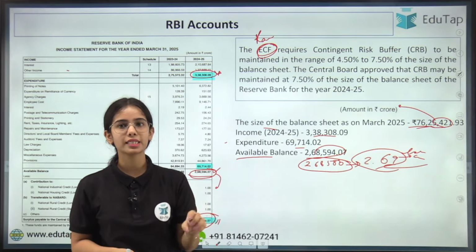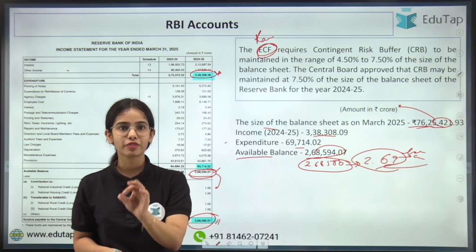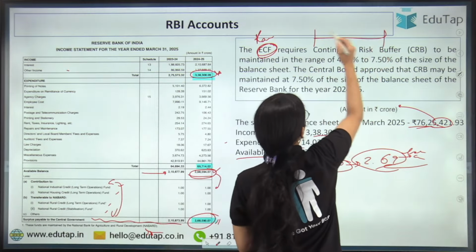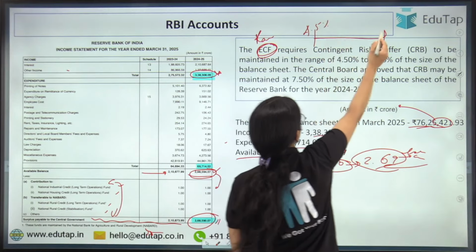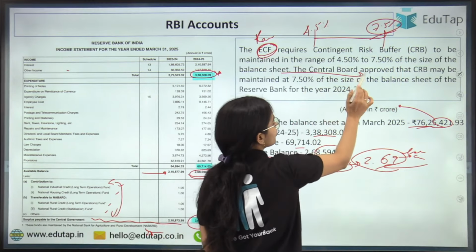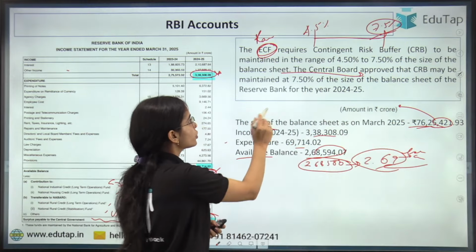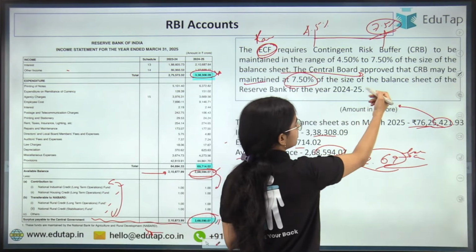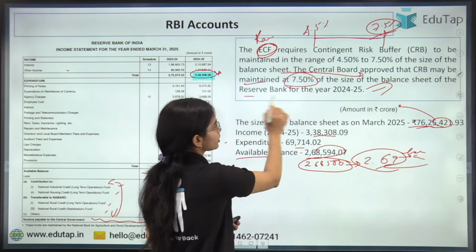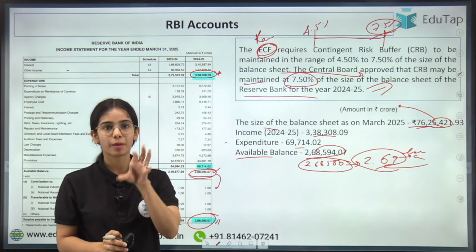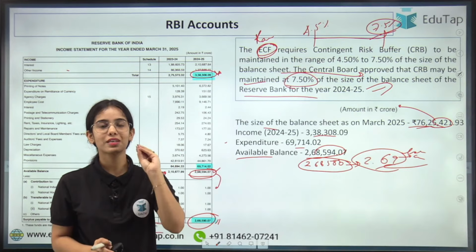Just the basic idea is that in the revision of the Economic Capital Framework, the contingent risk buffer range has been made from 4.5% to 7.5%. Now the Central Board of the Reserve Bank of India has decided to maintain the contingent risk buffer at 7.5% of the balance sheet for the financial year 2024-25. So the contingent risk buffer that the Central Board has approved for 2024-25 is 7.5%.